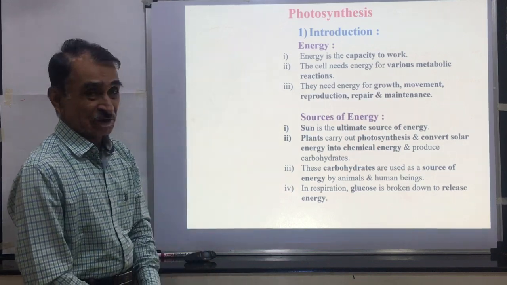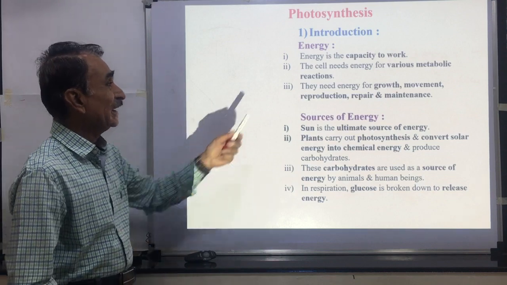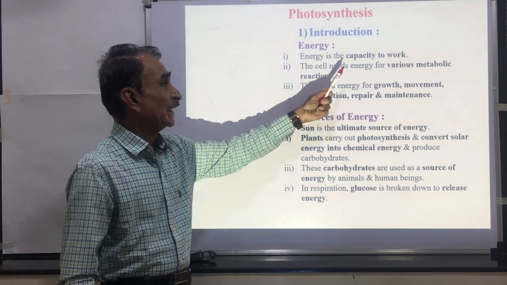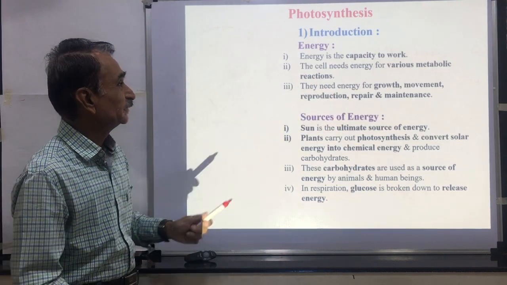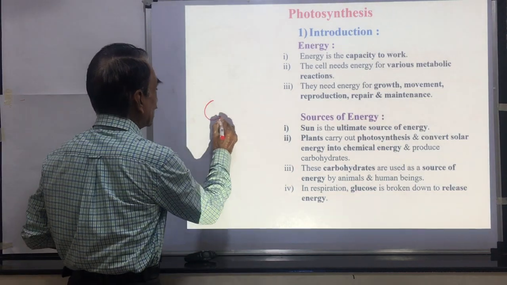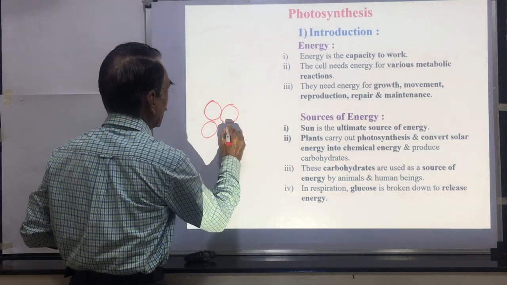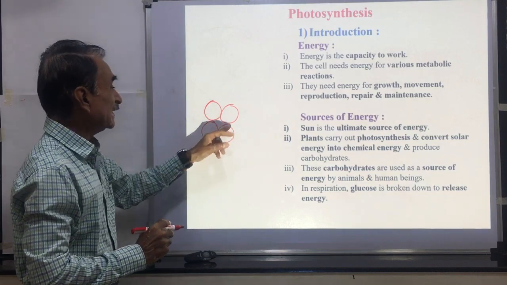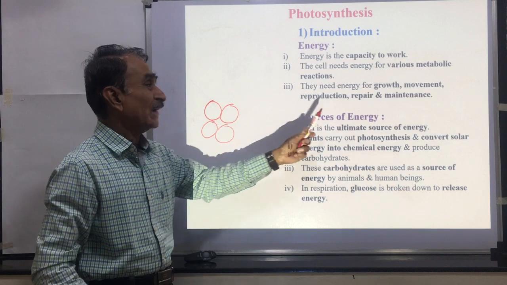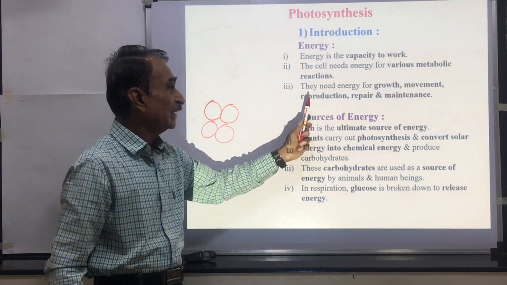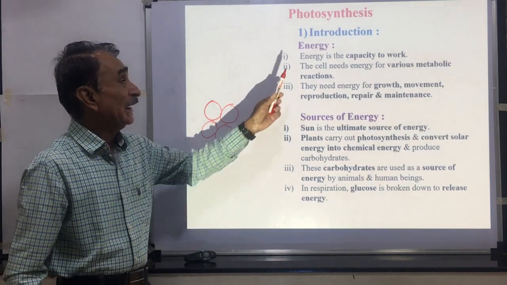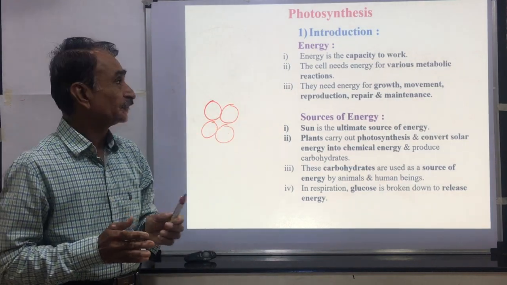First point is energy. Then what is energy? Energy is the capacity to work; we have studied this in physics. The cell needs energy for various metabolic activities. There are various types of cells inside the animal or the plant body. All these cells require energy for various activities. Energy is required for growth, movement, reproduction, repair and maintenance. Thus, energy is the capacity to work.